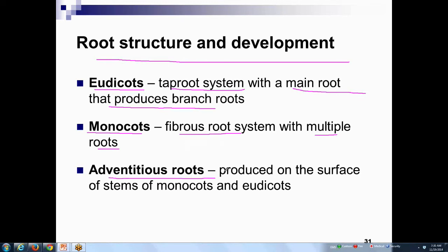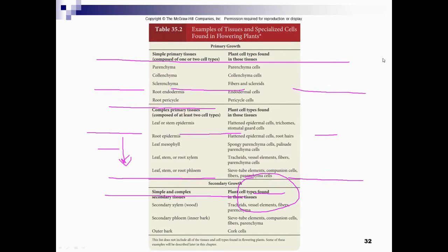they are adventitious, which means they're produced on the surface of stems of monocots and dicots, even in some cases coming right off of leaves. Yes, folks, roots can come right off of leaves, and those would certainly be called adventitious roots. So the monocots produce the adventitious roots in the fibrous root system, but there are some dicots that can also produce adventitious roots. All right, guys, so let's now move on to the summary.